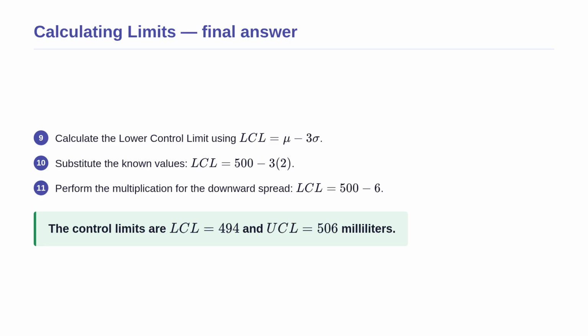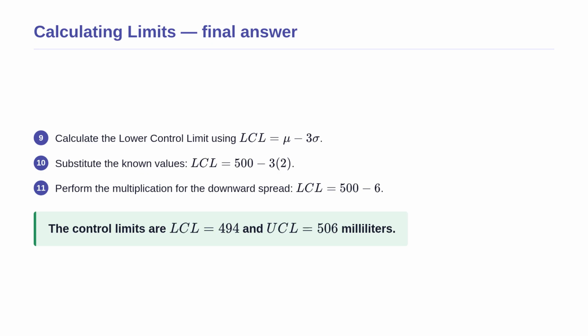Finally, we calculate the lower control limit to establish the safe flow for our data. We use the formula that subtracts 3 standard deviations from the mean. Substituting our historical values, we insert 500 for the average and 2 for the standard deviation. Multiplying 3 by 2 gives us the 6 milliliter downward spread. Subtracting this from 500 gives us a final answer of 494 milliliters.